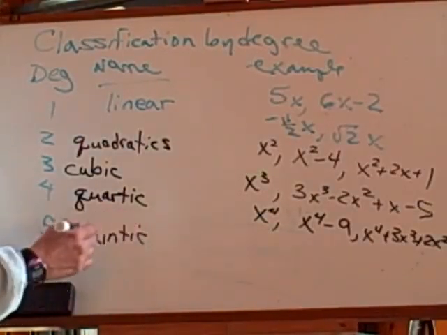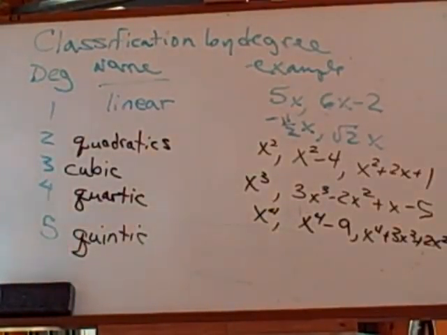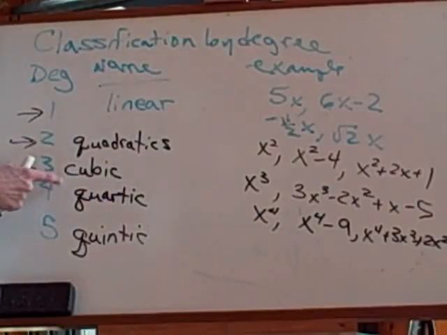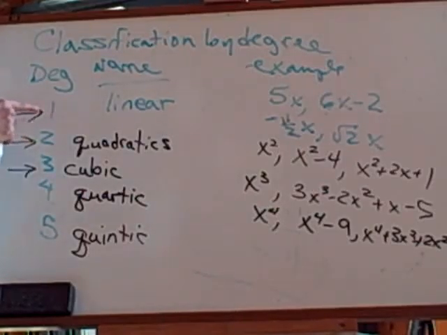Now, typically, when you're talking about 1st, 2nd, and 3rd degree, you almost always hear the words linear, quadratic, cubic. When you're talking 4th degree or higher, you'll sometimes hear quartic, sometimes you'll hear quintic. After that, not so much. It'll just say 6th degree, 7th degree, 8th degree, those kinds of things. But you definitely need to know 1st is linear, 2nd is quadratic, 3rd is cubic.